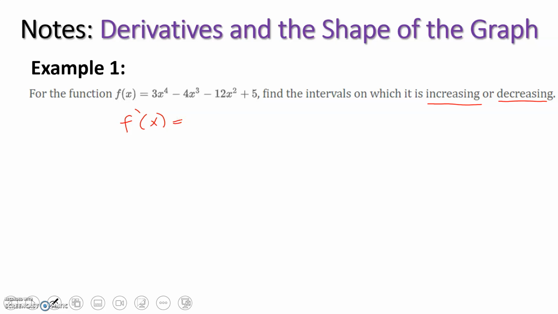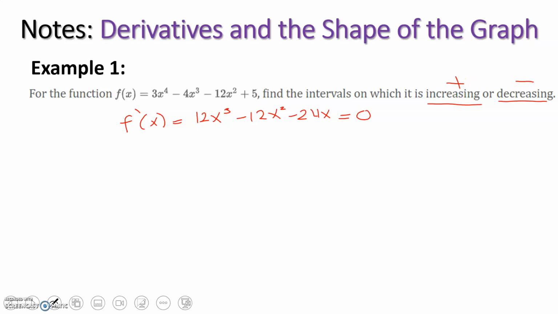f prime of x: the derivative of 3x to the fourth is 12x cubed. The derivative of negative 4x cubed is negative 12x squared. The derivative of negative 12x squared is negative 24x. We will set this equal to 0 so we can determine the locations where the derivative is 0 and then test around to see where it is positive and negative.